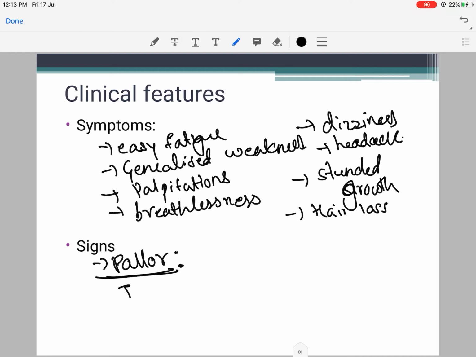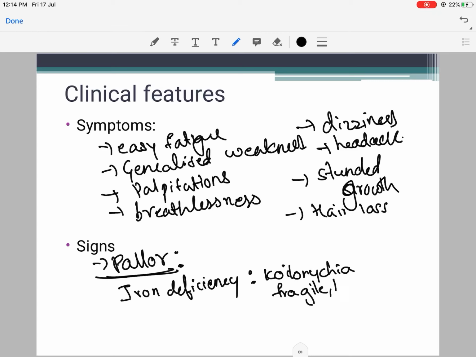So if it is iron deficiency, you look for the most important sign, that is koilonychia. Koilonychia is spooning of the nails, so look for spooning of the nails. Other important nail features are that the nails are fragile, brittle, and have longitudinal ridges. So these are seen in nails.